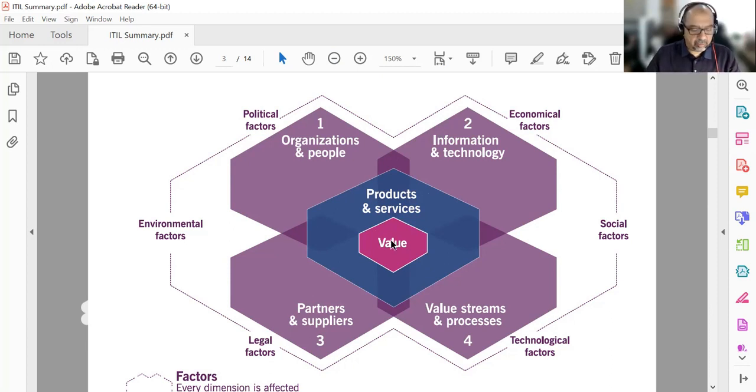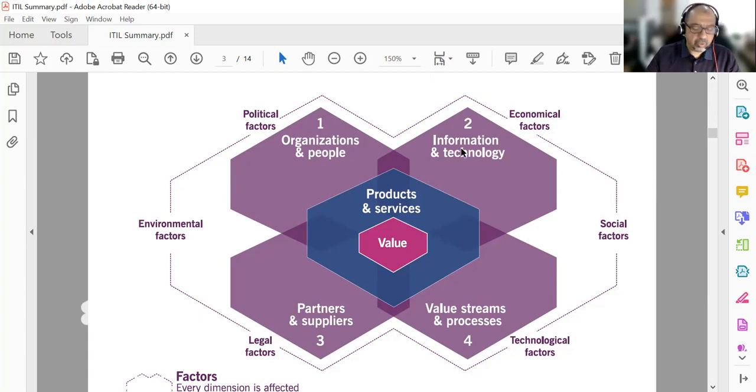So we are enabling value here through products and services. We need four main dimensions. First one, organization and people. We need people, human beings with some qualification. We need an org chart, job descriptions, some training. We need to understand culture, team building activities, communications, systems of authority. So all these items fall under organizations and people.